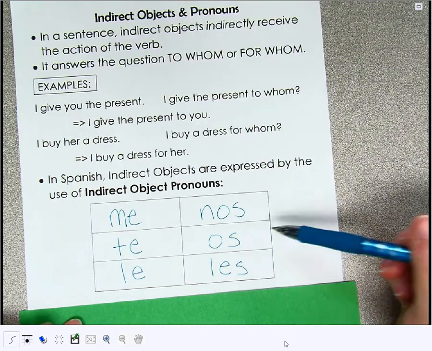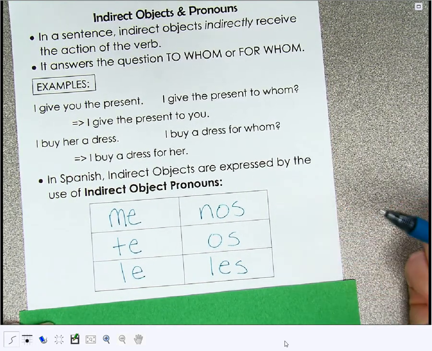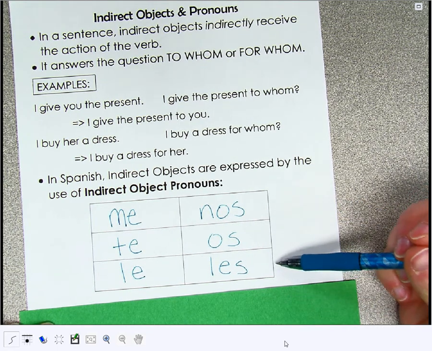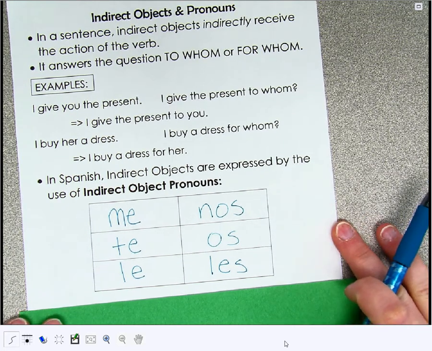All right, so remember those top four boxes are technically called object pronouns because they're the same between direct and indirect object pronouns. Really, it's just these bottom two boxes that you have to differentiate between the pronouns.